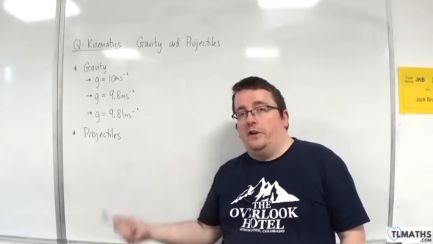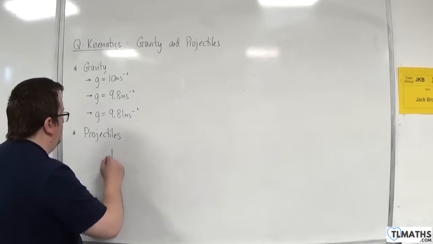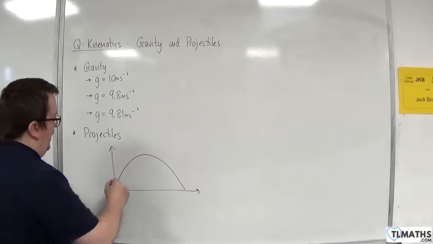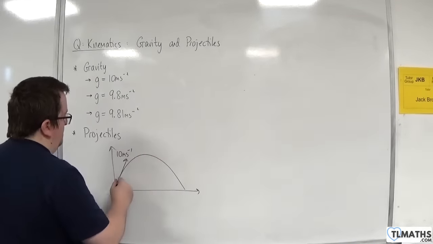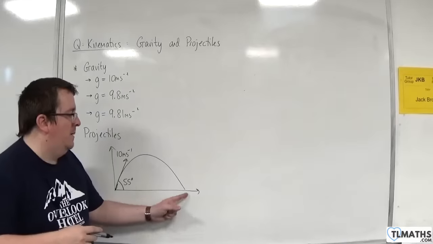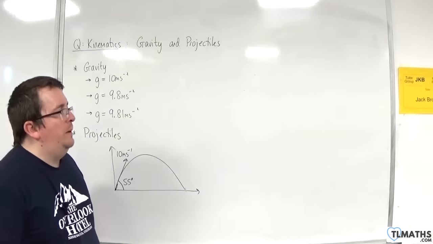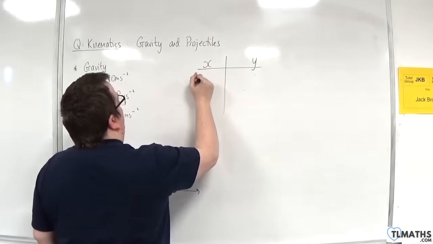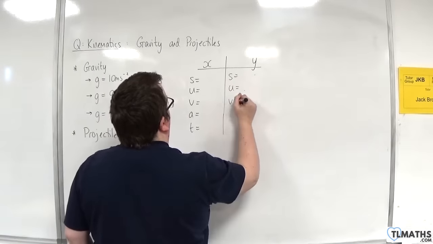Right, projectiles. If there is no diagram, definitely draw one. Okay, so let's say we've got a particle projected from the ground, okay, and it's projected with a velocity of, let's say, 10 meters per second, and at an angle of 55 degrees, and we want to find how far it's traveled, so that horizontal distance, let's say. With all projectile problems, set up a set of SUVAT equations. S-U-V-A-T. Don't forget all the SUVAT formulae are given to you in the formula booklet.